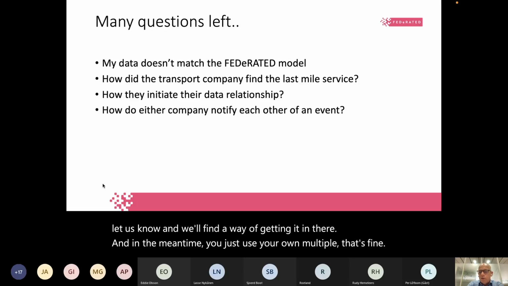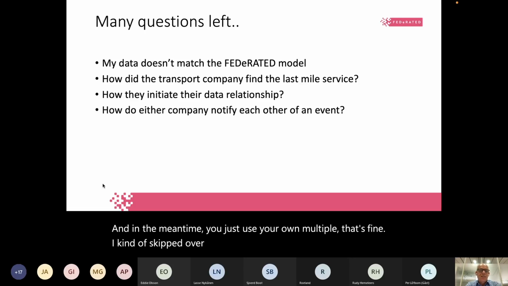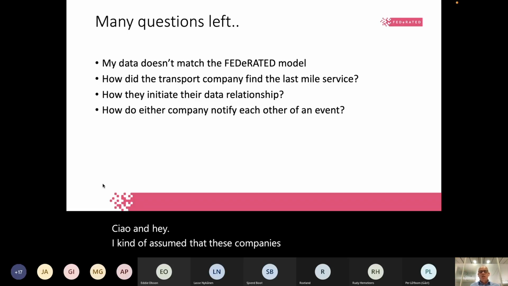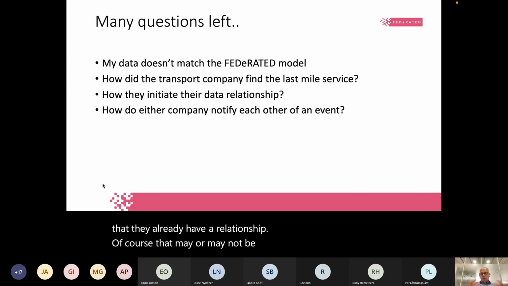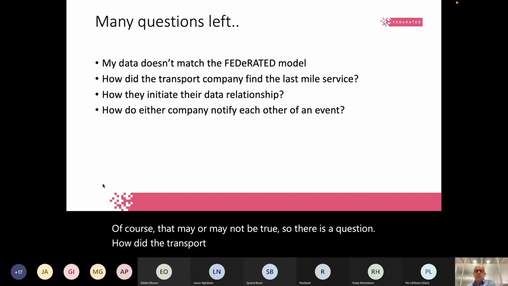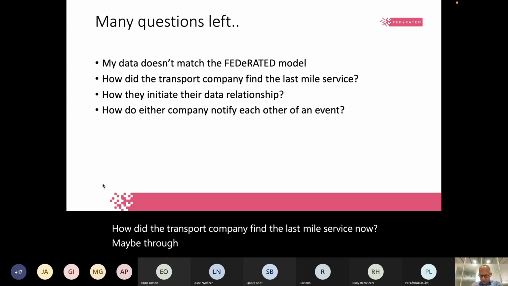I kind of skipped over something when I talked about the process, and I said ciao and hey. I kind of assumed that these companies already knew each other, that they already have a relationship. Of course, that may or may not be true. So there is a question: how did the transport company find the last mile service? Now, maybe through speed dating, whatever. Certainly for the labs, that will be the case.